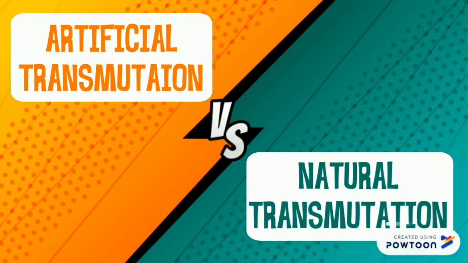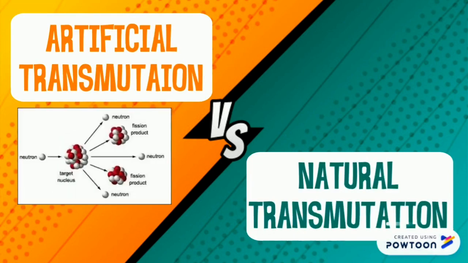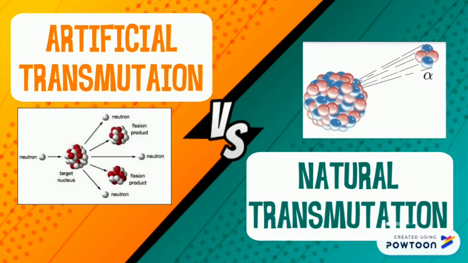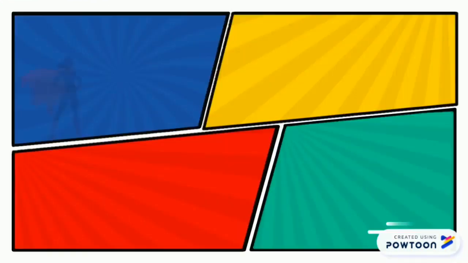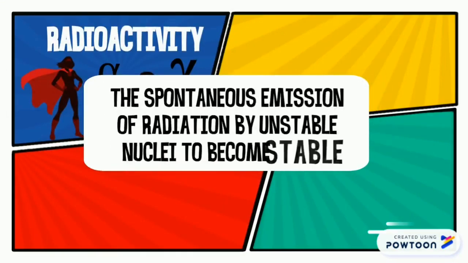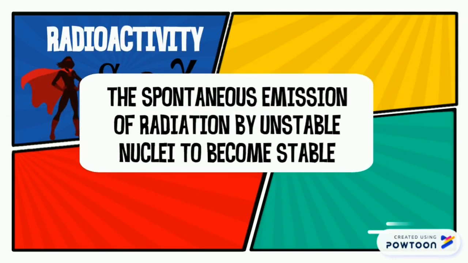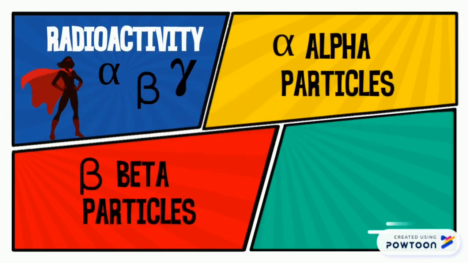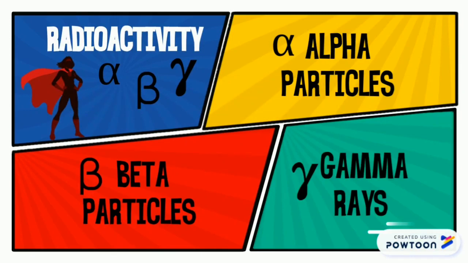And from the names, you could tell that artificial transmutation happens from a factor from the outside, while natural transmutation happens without any help from the outside. Radioactivity is the spontaneous emission of radiation by unstable nuclei to become stable. It attains stability by the emission of alpha particles, beta particles, or gamma rays.